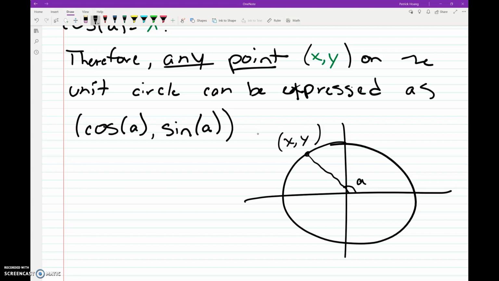I don't know what the values of x and y are on the circle. I can kind of guess what it is, based on the coordinates, but I won't know for sure. However, if I know this angle right here, I know the point. x is going to be equal to cosine of the angle, and y is equal to sine of the angle.